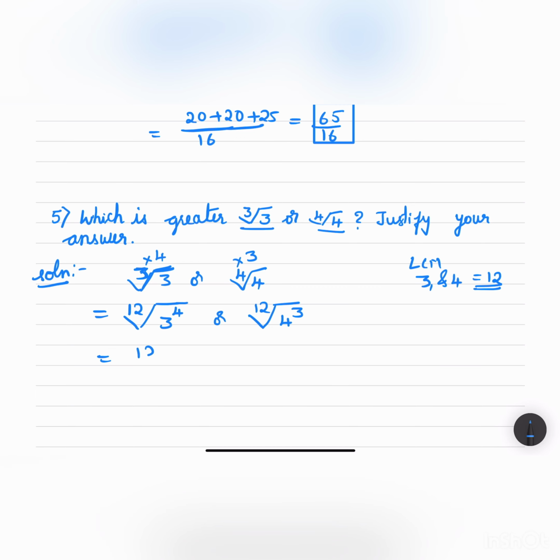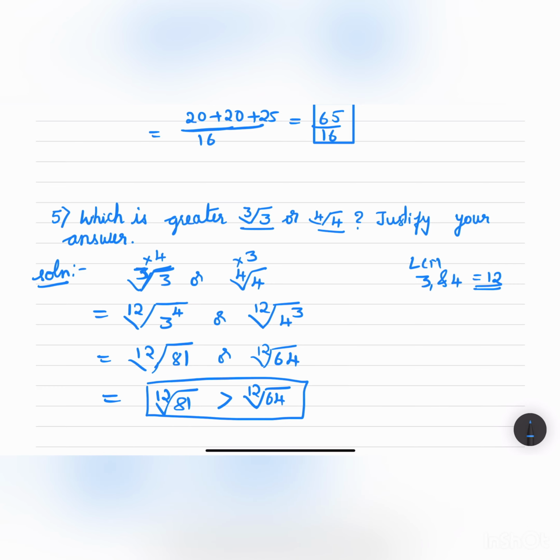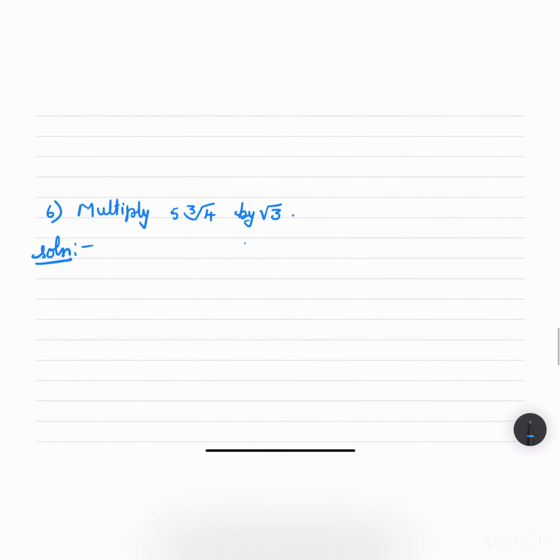Now, 12th root of 81 or 12th root of 64. 4 cube is 64, 3 power 4 is 81. And obviously 12th root of 81 is greater than 12th root of 64. Comparing is easy if you make the roots equal. Let us go for the next one.